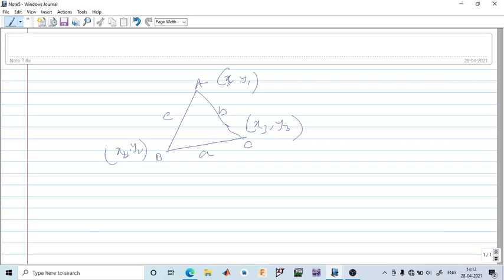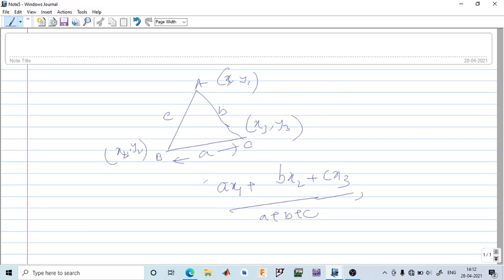What we normally do, we normally use the formula ax1 plus bx2 plus cx3 over a plus b plus c. These are the distances, right? BC distance is A, AC distance is B, and these are the coordinates.